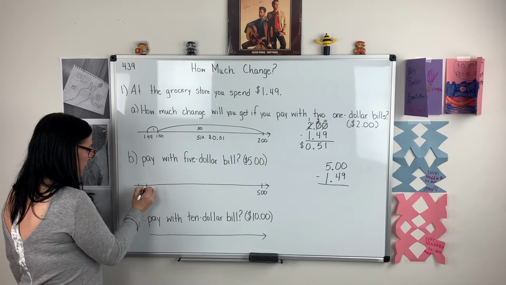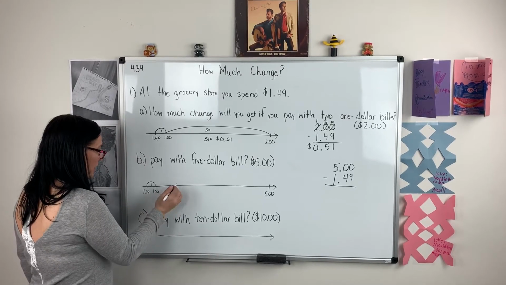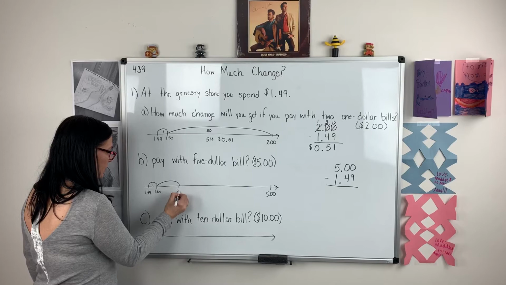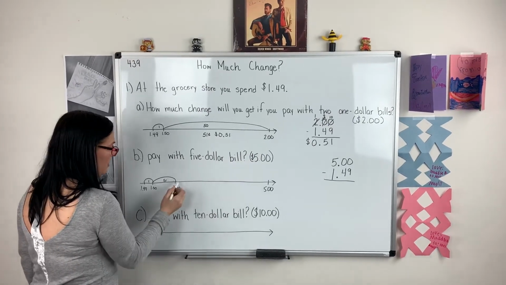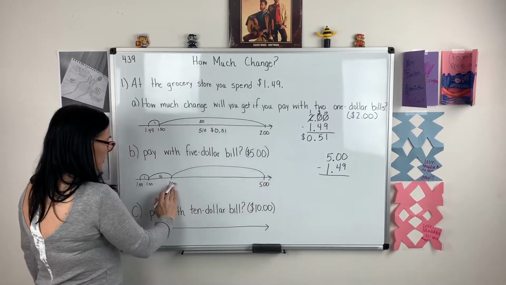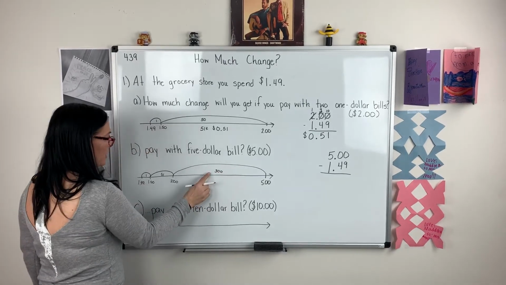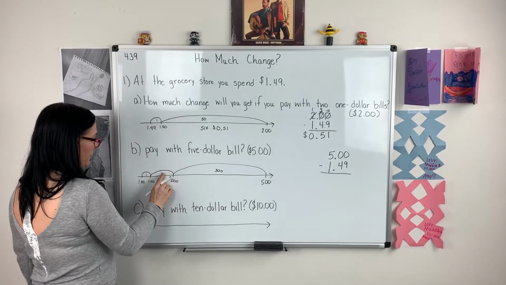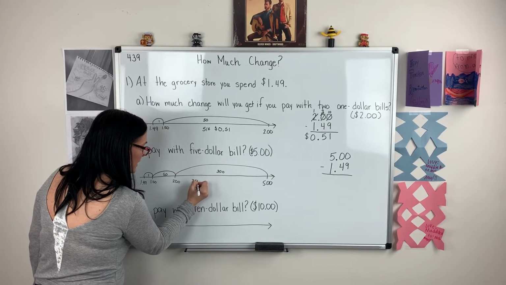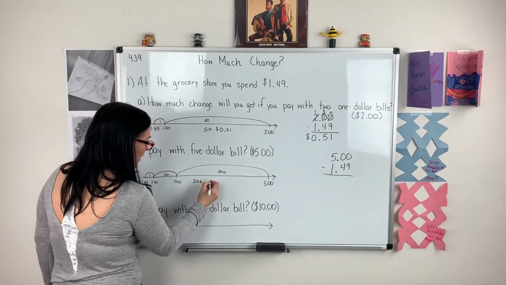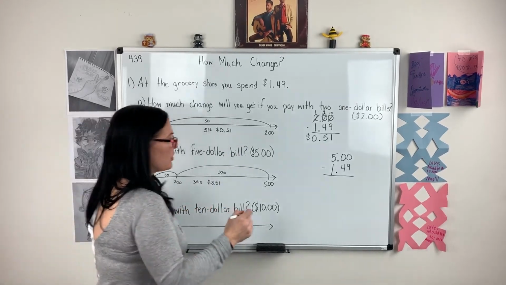Again, I'm just going to add my 1 to get to 150. 50, I'm going to add another 50 to get to 200, or $2. So as you can see right now, we're the same as this one, except we're going from $2 to $5. So I'm going to pretend that this is 200 to 500. I would add 300. Sorry, I made a mistake there. 351. So that could be 351 cents. Or if I was putting it in dollars and cents, it would be $3.51.